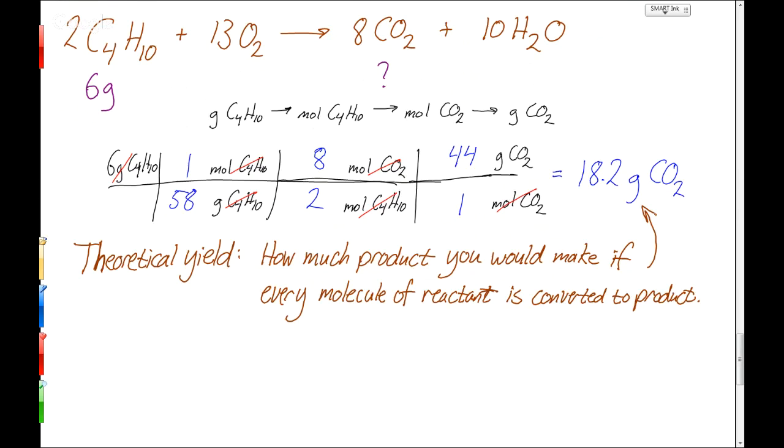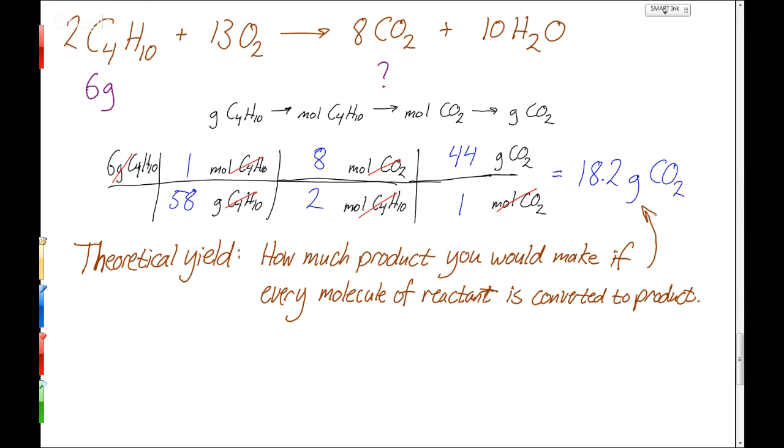Now, if you actually do this in a lab, you would not get 18.2 grams of carbon dioxide, because reactions aren't perfect. Stuff happens, molecules don't get with each other. Every reaction actually has a slight amount of backwardness to it. So some of the molecules are staying put and not reacting. Some of the ones that have reacted are going backwards and forming more starting material. So you can never actually make as much as you calculate in this. That's the absolute upper limit of what you can make. And so that's called the theoretical yield, because it's not real, it's theoretical. How much would you make if everything went exactly perfectly?